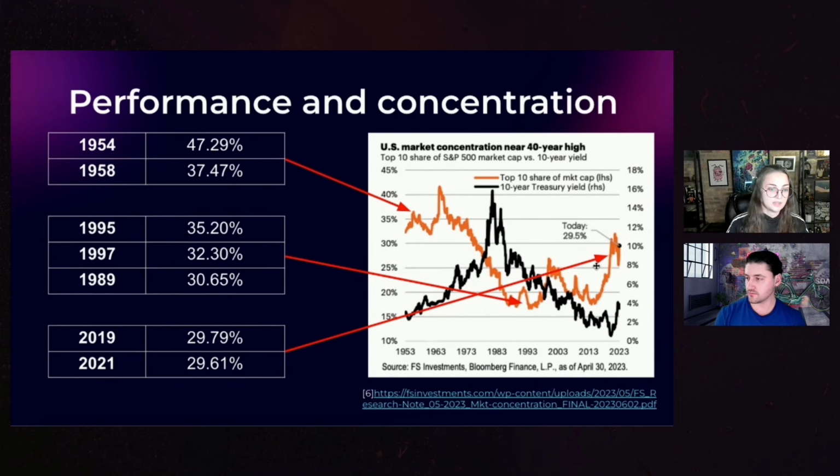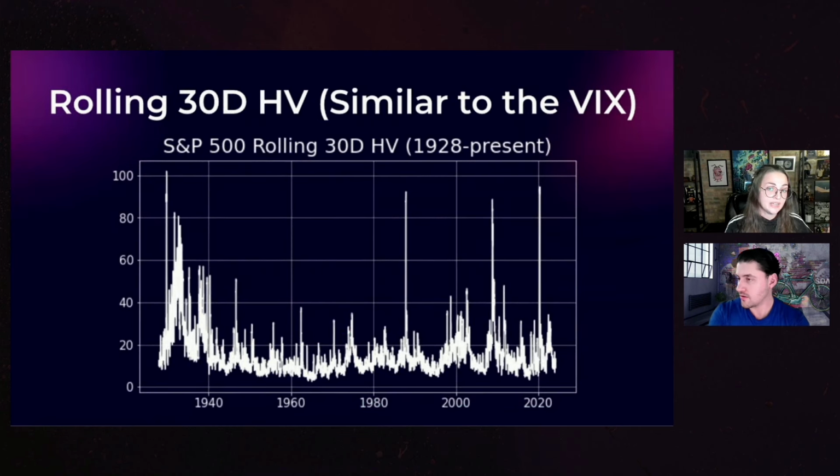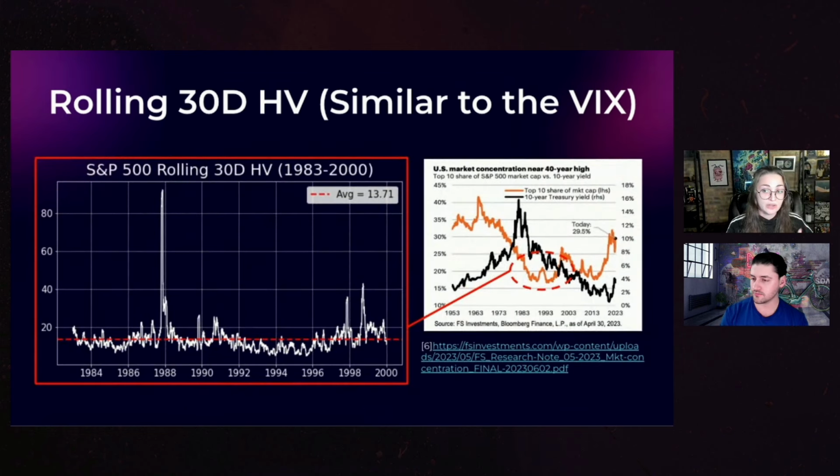Right. So this is the rolling 30-day historical volatility of the S&P 500. We didn't have a VIX going back that far, but this is kind of a way to look at the VIX. What I wanted to look at is when you have a very low concentration, relatively. So between 1983 and 2000, when the concentration in the S&P 500 was much lower than it is right now, what did the volatility look like? And what you can see is the average was about 13.7. And then we did have a very big spike around 1988, the late 80s, right? So this is a very low concentration period.